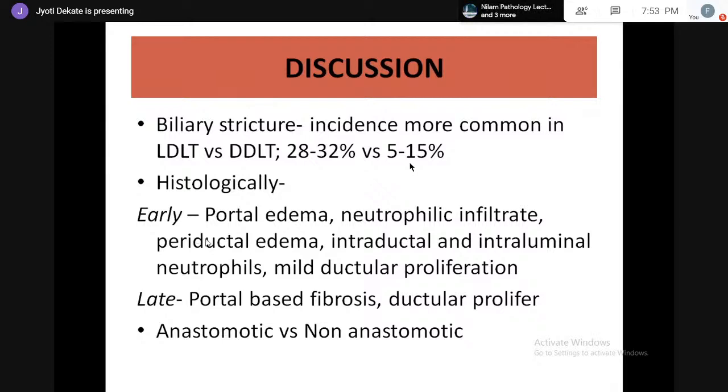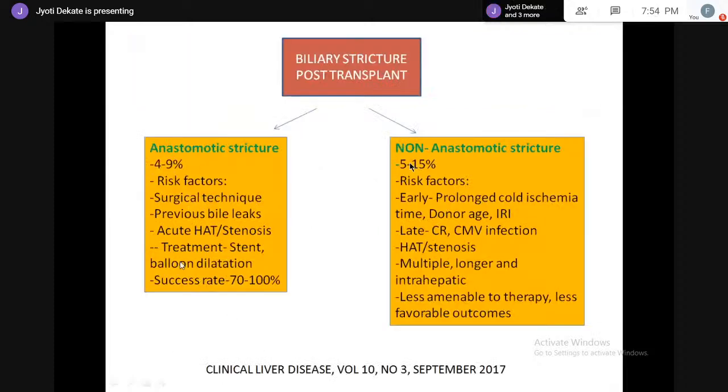The stricture in the post-allograft period can be either at the anastomotic site or within the liver parenchyma, that is, in the intrahepatic bile ducts. So the anastomotic biliary strictures and non-anastomotic biliary strictures are important to identify. Whatever the cause or level of stricture, the histopathological features remain the same, because distal to the obstruction the histopathological features will be similarly identifiable in both the anastomotic and non-anastomotic stricture sites. There are different risk factors for the anastomotic and non-anastomotic strictures.